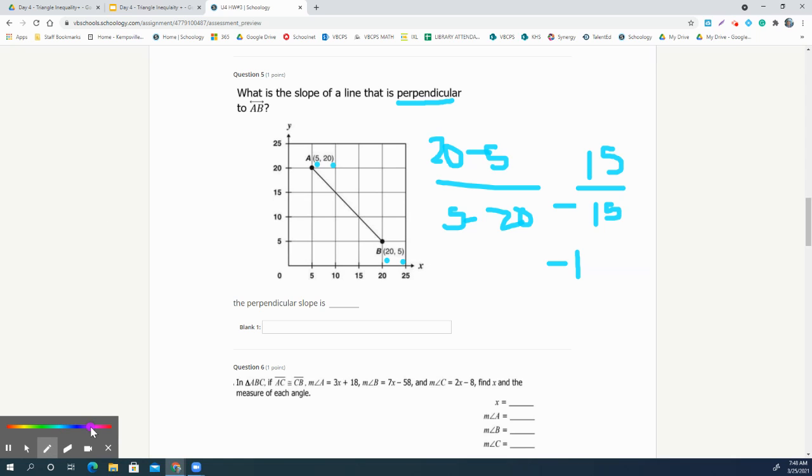What's it asking for? Yeah, it's asking for a perpendicular slope. So if I want to turn this perpendicular, I've got to do the upside down reciprocal. So instead of -1 over 1, I've got 1 over 1, which is just 1.